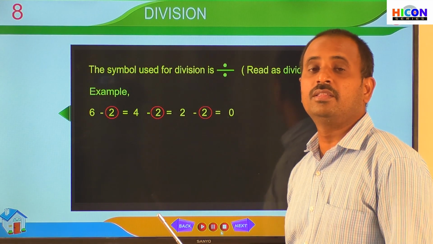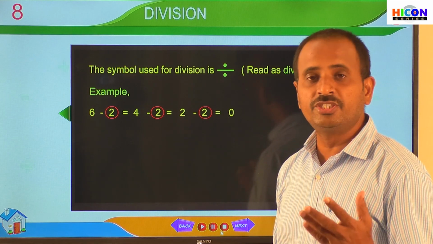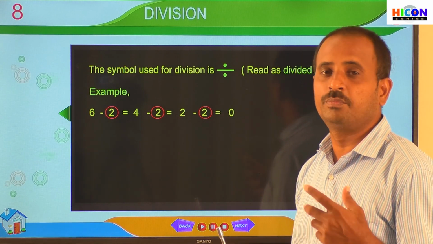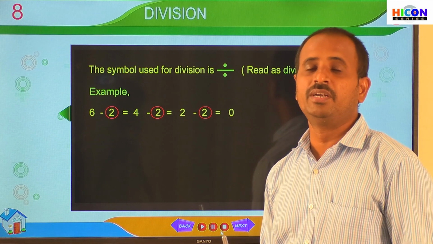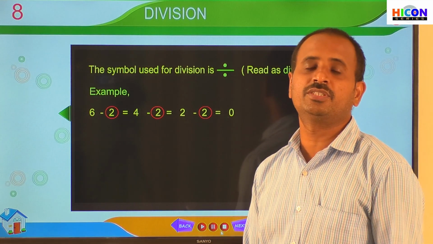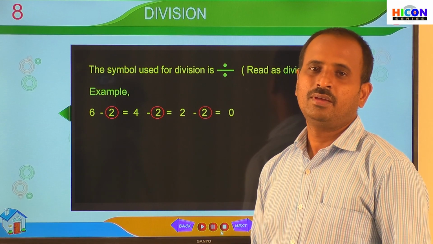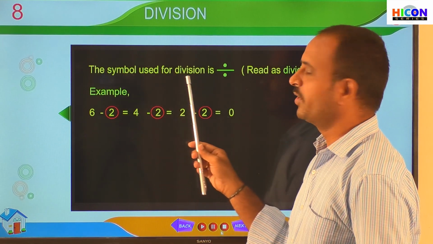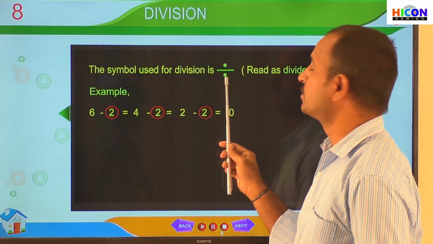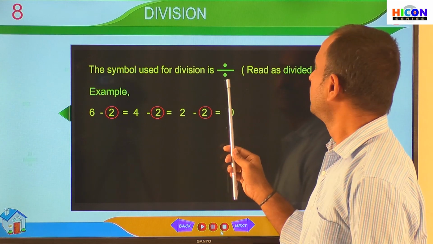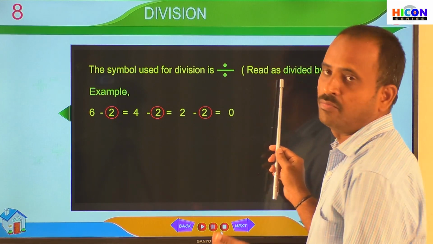We have already learned the symbols for subtraction and addition, and in the previous chapter we learned the symbol for multiplication. What is the symbol for multiplication? That is X. And what is the symbol for division? This is the symbol for division, and we can read it as divided by.